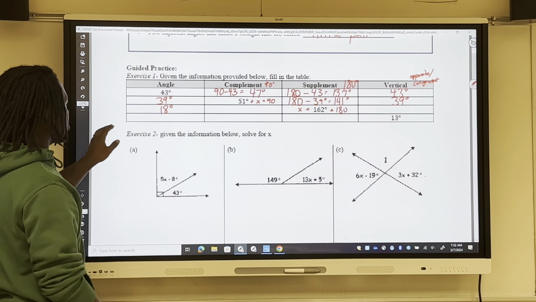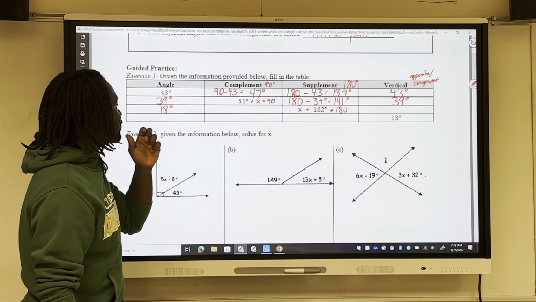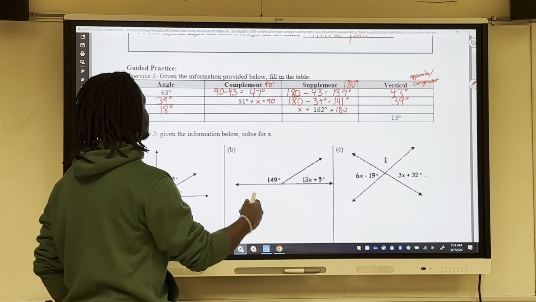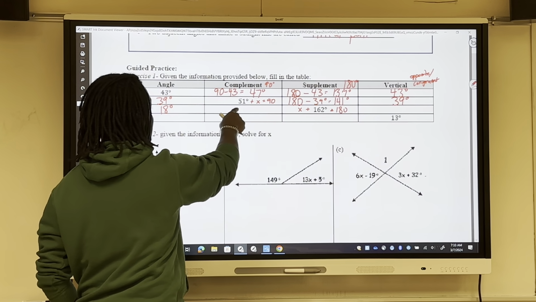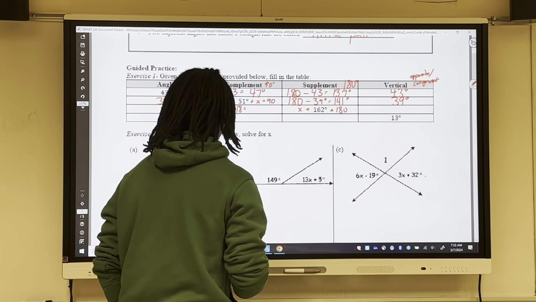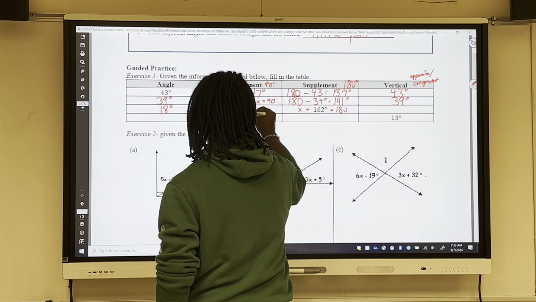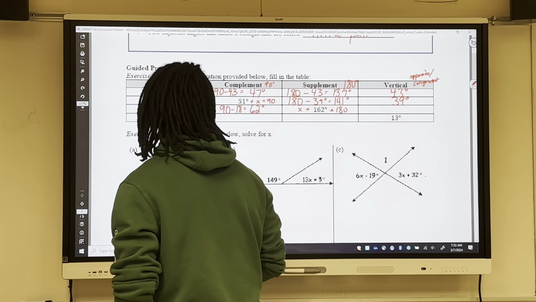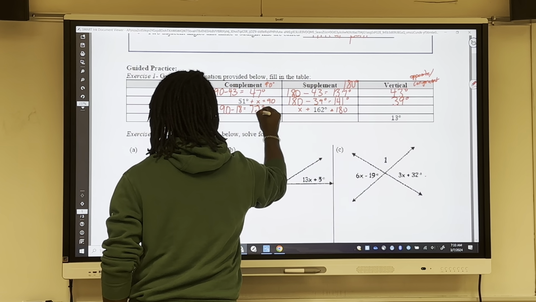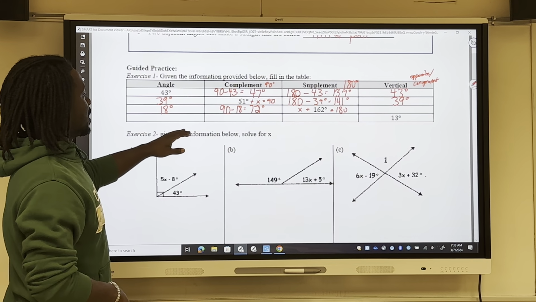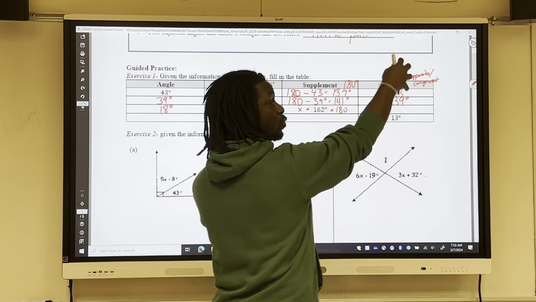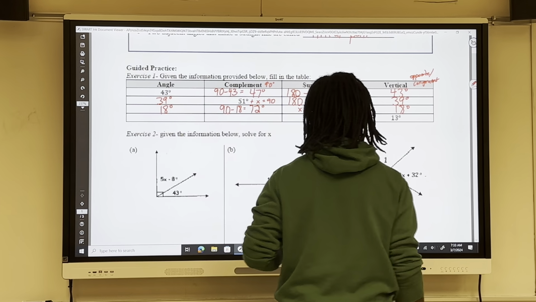Now I got to find what is the complement of this 18-degree angle. All right, so the complement, again, adds up to equal 90. So I'm gonna do 90 minus the 18, and that is gonna give me the complement, which is 72 degrees. Sorry, not 62, 72. All right. And then what is the vertical angle away from that? So if this is 18, what angle would be opposite of that? It would be 18 degrees.